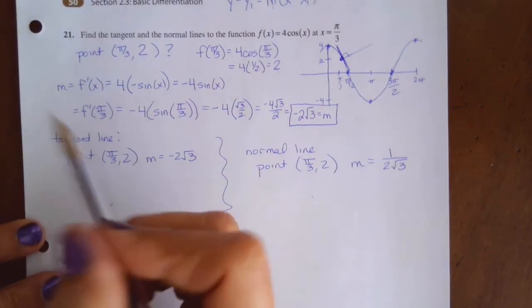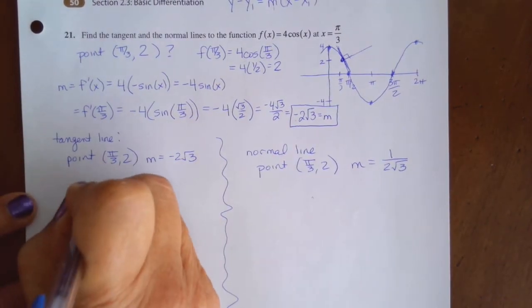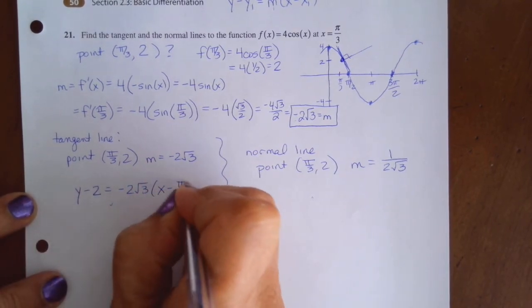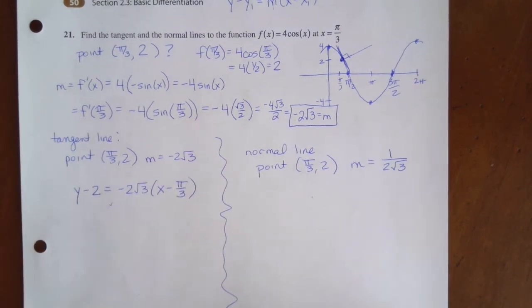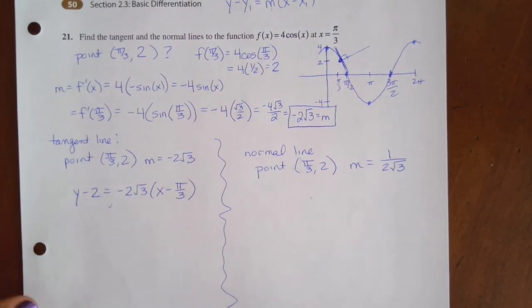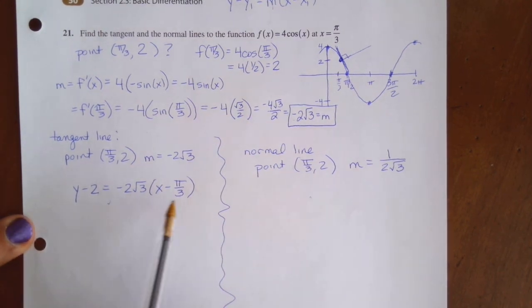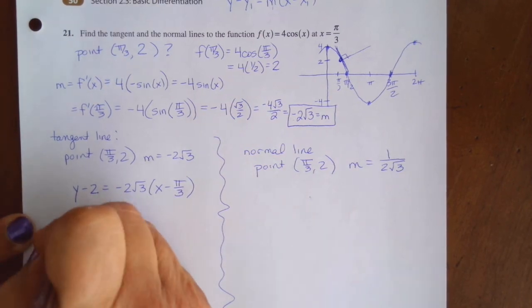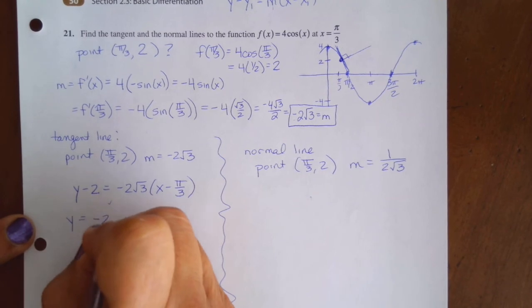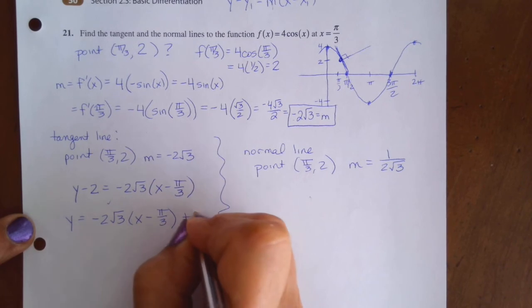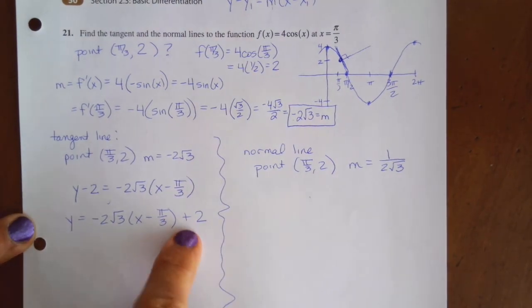All right, so for the tangent line, y minus 2 equals negative 2 square root of 3, x minus pi over 3. Now, just so you guys know, don't panic, because if you're typing this in WebWorks or you're typing this for me, all you have to do is solve for y. So I would just move the y to the other side, so plus 2. WebWorks will take that. That is your equation of the tangent line, okay?